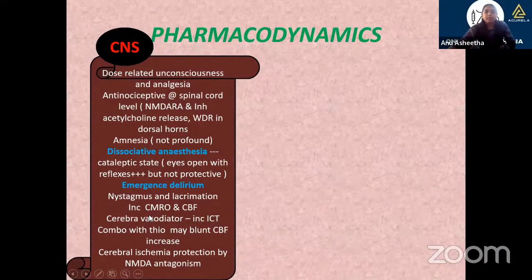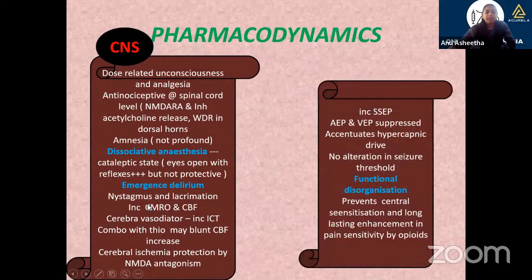Then it increases cerebral metabolic oxygen requirement and cerebral blood flow. It is a cerebral vasodilator, so it increases the ICT. So it is always used with thiopentone to blunt the CBF, cerebral blood flow. Cerebral ischemia is protected by NMDA antagonism. It increases somatosensory evoked potentials. Auditory evoked potentials and visually evoked potentials are suppressed. They accentuate the hypercapnic drive. Seizure threshold, no alteration in the seizure threshold.